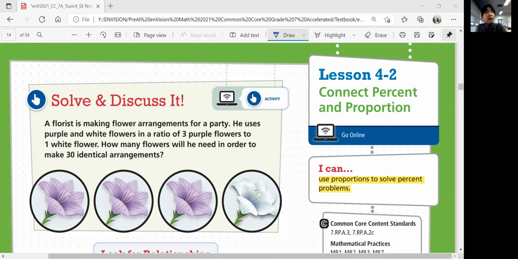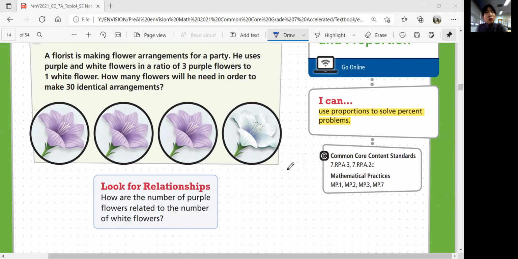A florist is making flower arrangements for a party. He uses purple and white flowers in a ratio of 3 purple flowers to 1 white flower. How many flowers will he need in order to make 30 arrangements? Do you see the proportional relationship? How are the number of purple flowers related to the number of white flowers? Right, a ratio of 3 purple flowers to 1 white flower. So every time you see 3 purple flowers, you'll see 1 white flower.